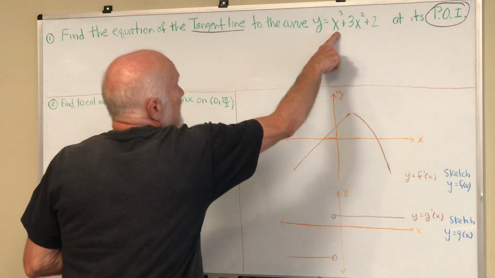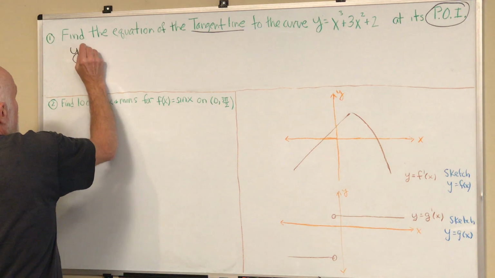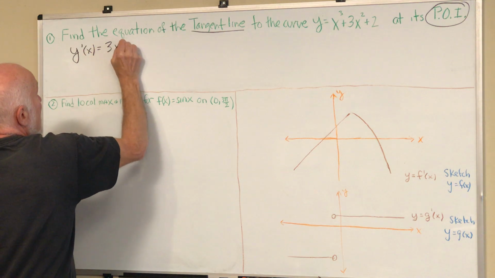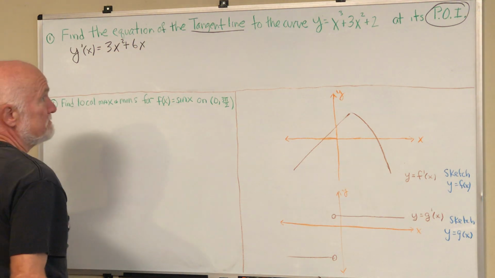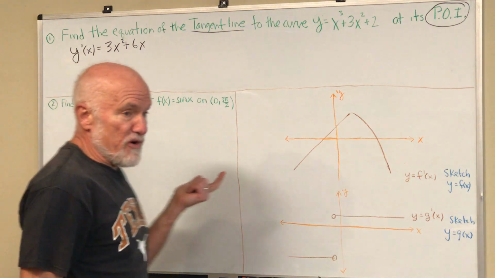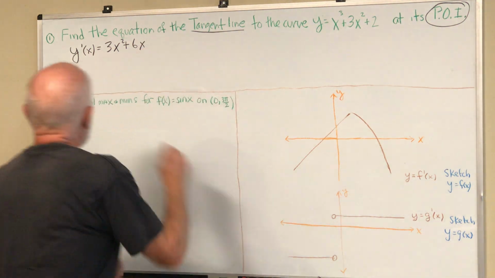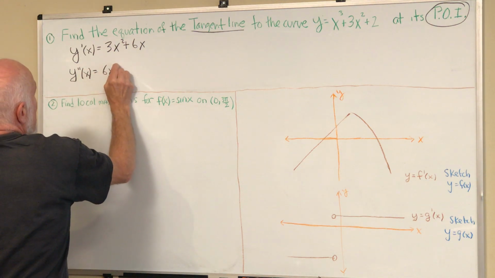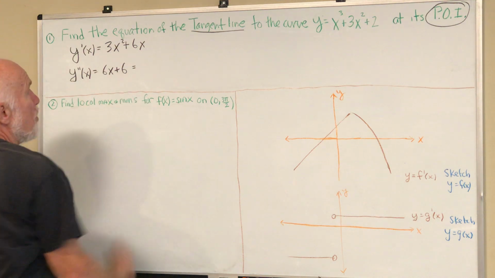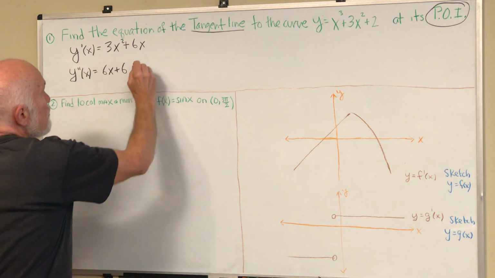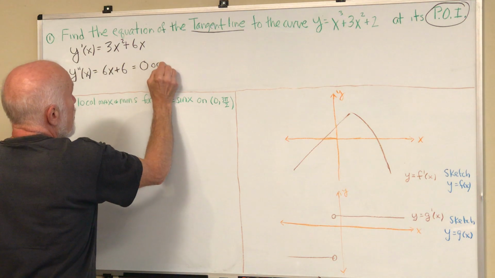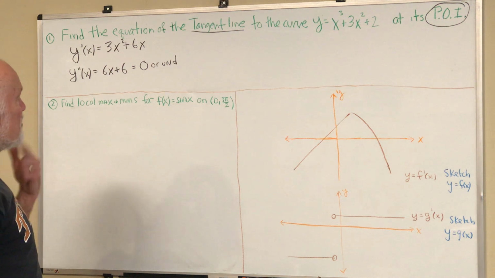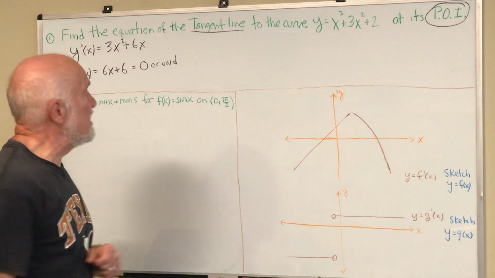So before we can get the second derivative, we have to take the first derivative, which is 3x squared plus 6x. We don't need the first derivative right now, at least, but we do need the second derivative. So the second derivative is 6x plus 6. And we know the only place it could have a point of inflection is where the second derivative is 0 or undefined. So to prove that it really is a point of inflection, we have to show that it changes concavity.